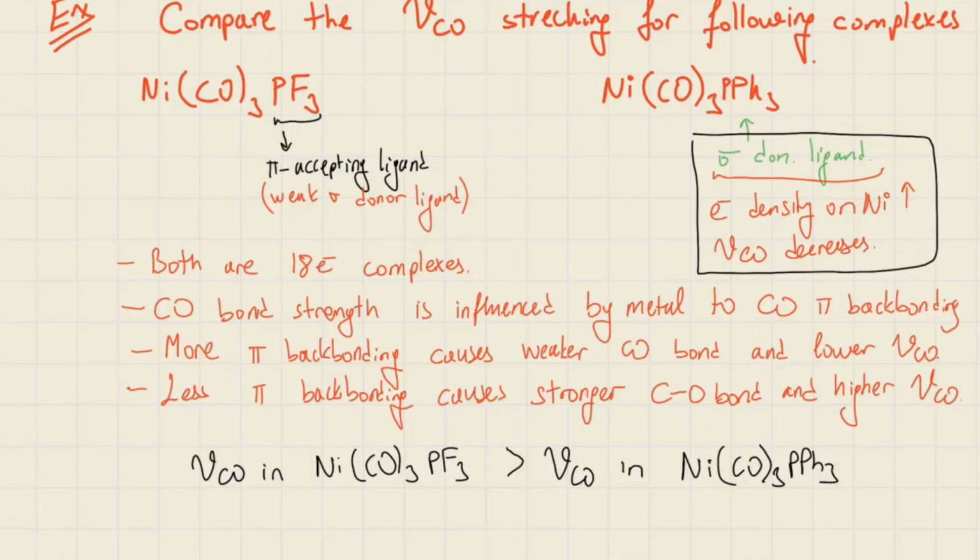And the same thing can be done for this one. It is a pi accepting ligand, so electron density on the nickel center decreases, which decreases the pi back bonding to the CO molecule. When pi back bonding decreases, νCO also increases, since the CO bond becomes stronger if the pi back bonding decreases. So there is a reverse relationship between each other.